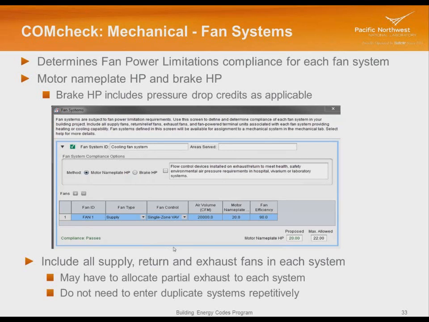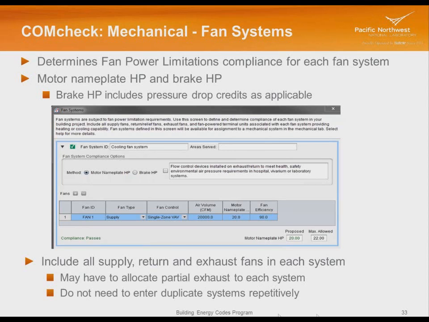All those pressure drop credits can be put into this system. Now, one thing to understand is we need all supply, return, and exhaust fans in each system. One question that often comes up on the code help desk is, gee, I've got an exhaust fan for the restrooms and there are 3 supply systems next to it. Well, you have a choice there. You can either assign that exhaust fan to one of the supply systems in particular, or you can allocate partial exhaust to each system and allocate that exhaust horsepower to all the systems involved.